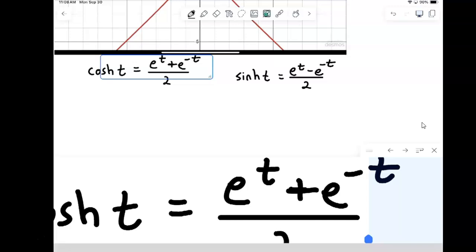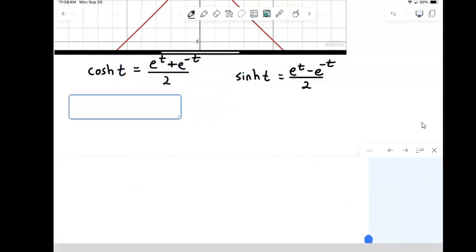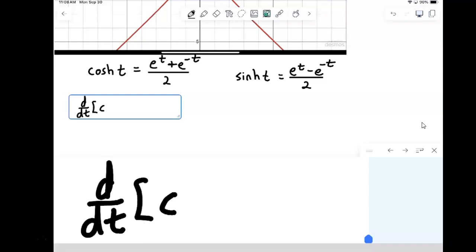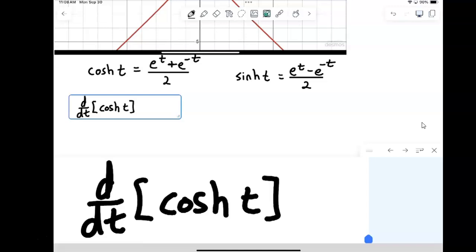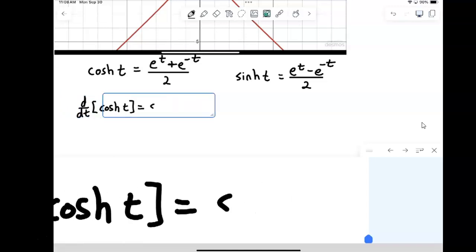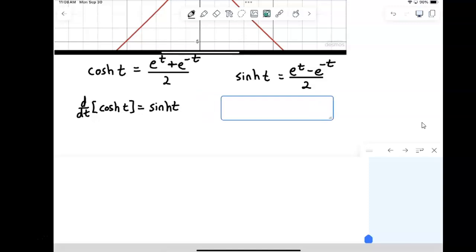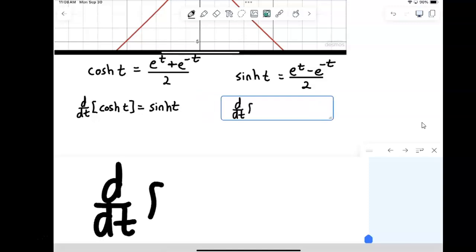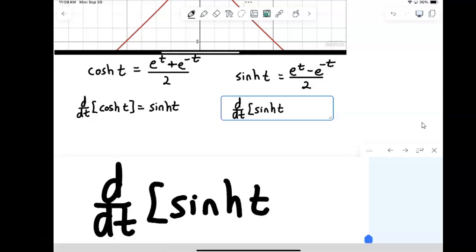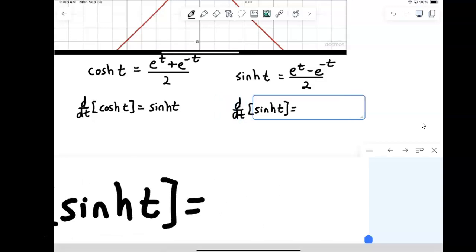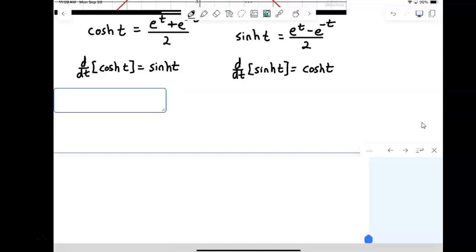And you can actually show these results using your rules for derivatives. It turns out that when you differentiate the hyperbolic cosine, you actually get the hyperbolic sine. In other words, the derivative of this function is going to be this function. And the derivative of the hyperbolic sine is the hyperbolic cosine. So using those two facts, I'm going to show you what the derivative of the hyperbolic tangent is.